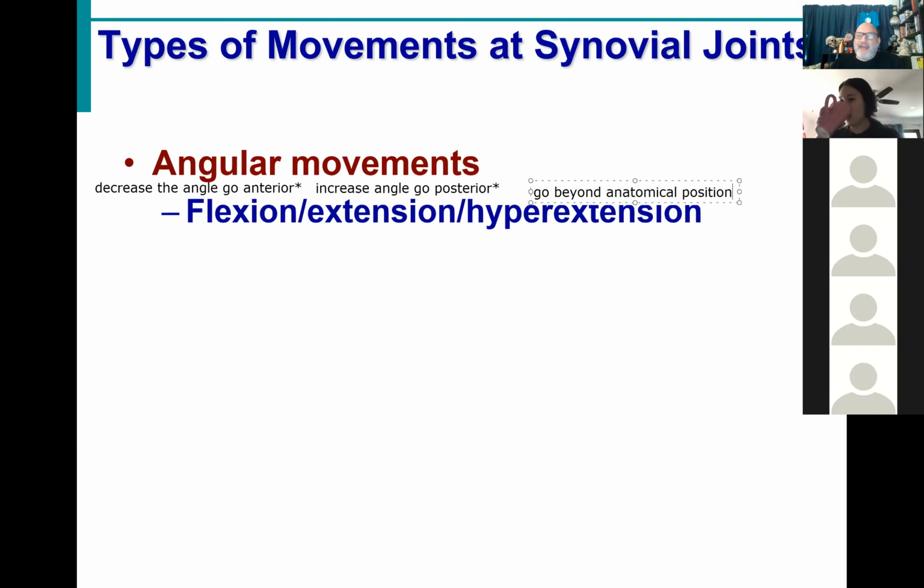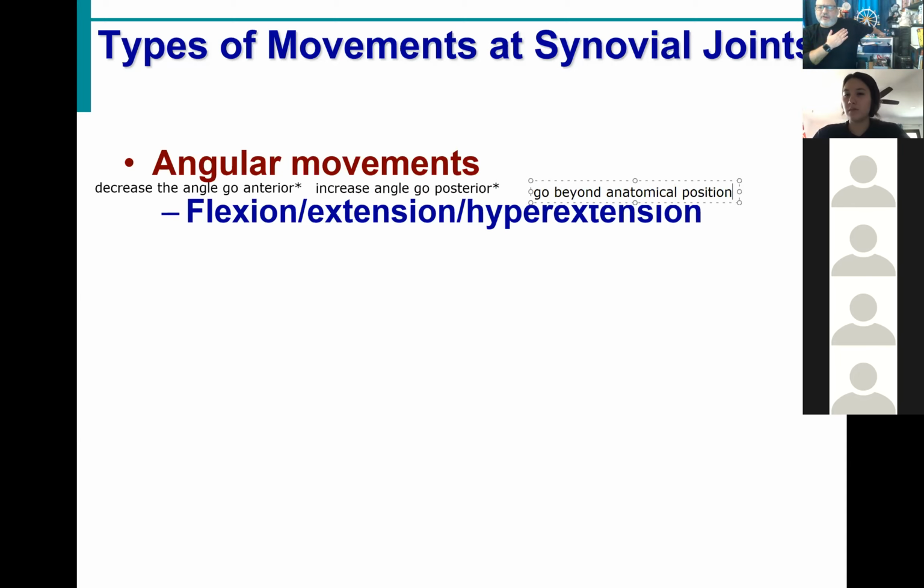But it doesn't have to be to the point that it's damaging. The neck is a perfect example. Flex, extend, hyperextend. Shoulder, flex, extend, hyperextend. Notice when I'm hyperextended, I'm not damaging the joint. I'm just going beyond anatomical position. And again, remember, it's all about increasing or decreasing the angles.